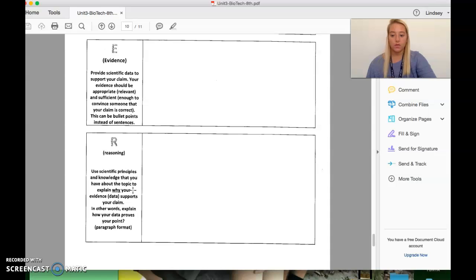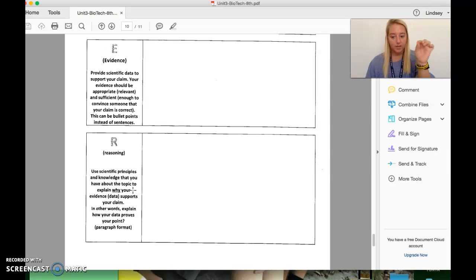For R, it's called reasoning. You're going to use your scientific principles and knowledge that you have about the topic to explain why what you found in your evidence supports your claim. So how does knowing that we can genetically modify a plant to withstand climate change help support your idea that we should be allowing genetically modified organisms? That's your reasoning right there.